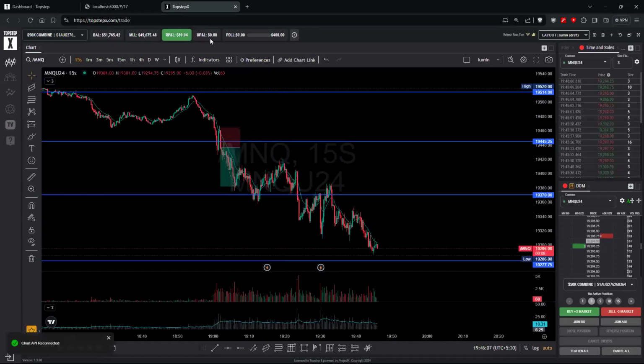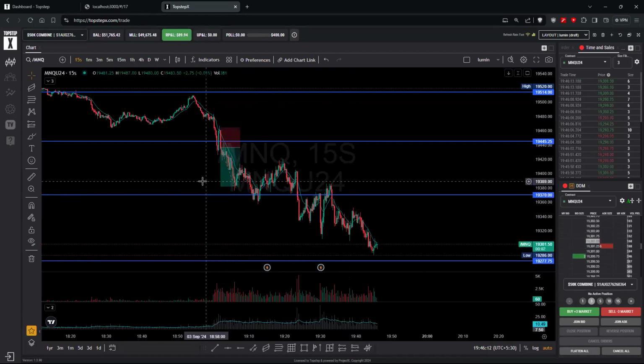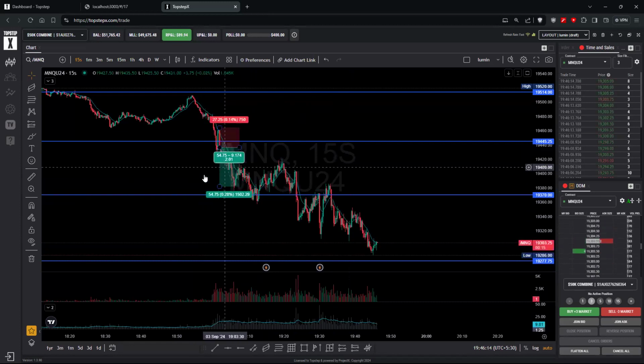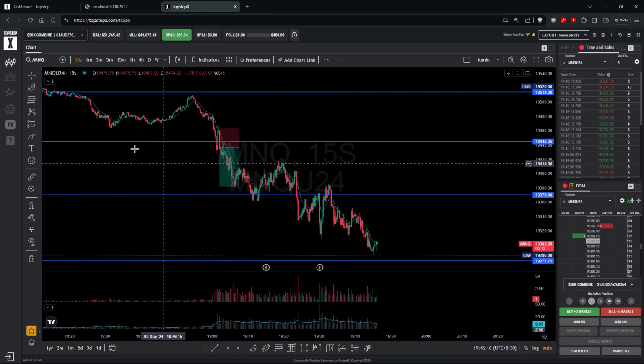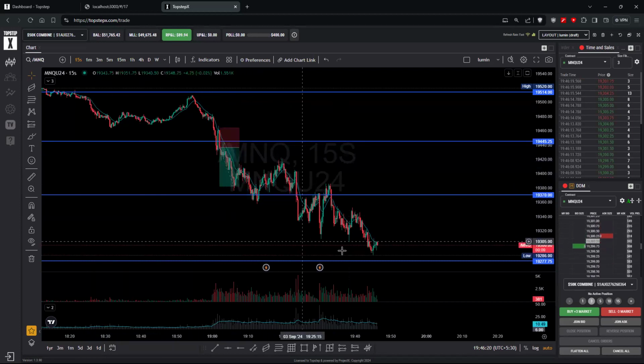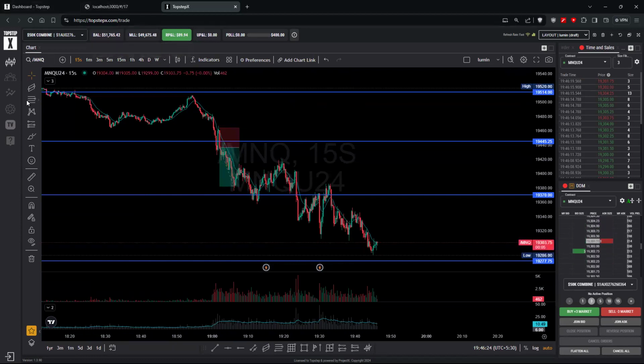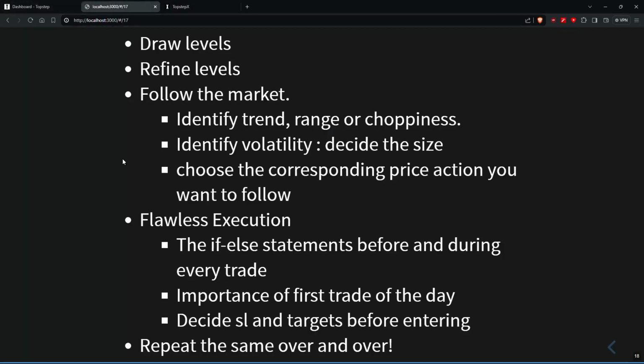So this is a pretty good example. I took three SLs and one break even today, and two profitable trades, and you can see that I'm net positive. So it's as simple as that. And yeah, repeat this process over and over again, and this is all you need. You can trade in any kind of market.